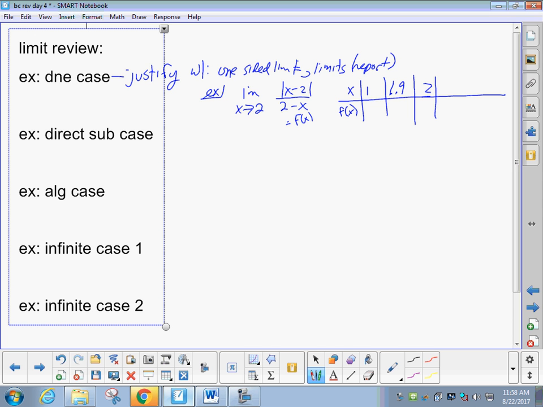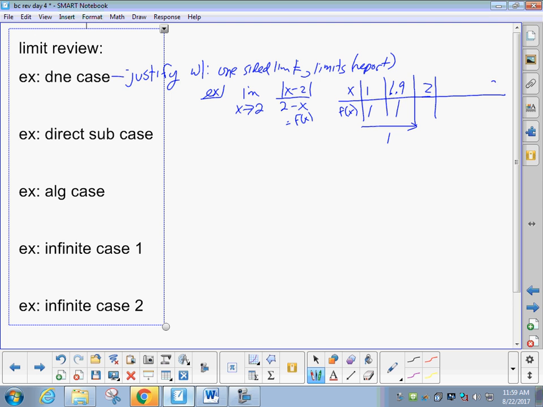At 1 in the function, what do I get on the top? What do I get in the bottom? 1, and so it is 1. At 1.9, what do I get in the top? 0.1, what do I get in the bottom? And so that is, it appears then, the limit from the left is 1. I think you'll agree. The trend of 1, 1, 1, what's next? 1 is obvious. How about approaching from above?